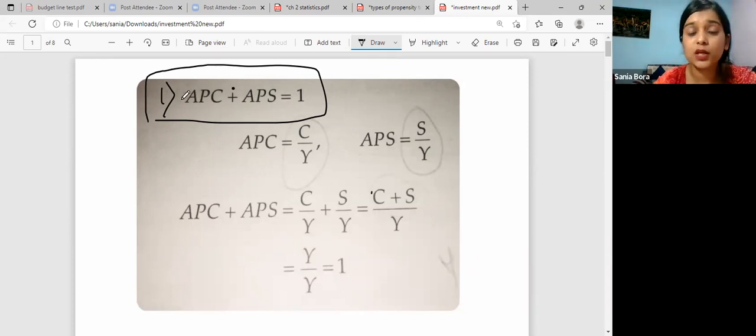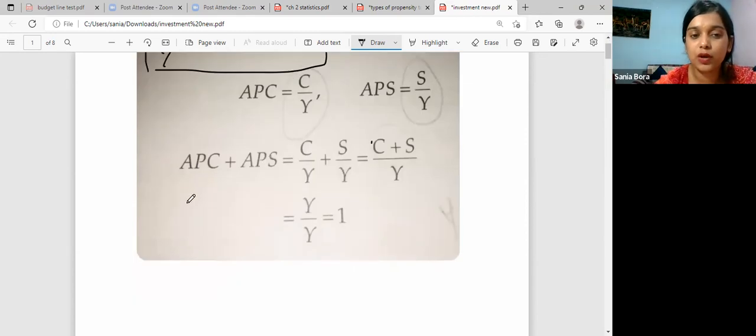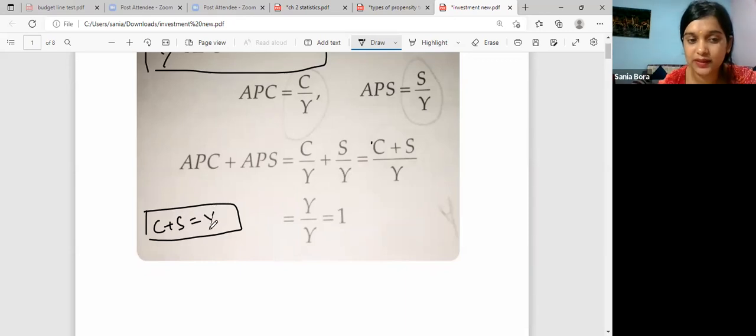So you already know the formula for APC, right? It is C divided by Y. We did this when we were doing APC and APS, and APS is S divided by Y. Now you have to remember there is one more formula: C plus S equals Y. That means if your income is 10 rupees, either you are consuming it or saving it. For example, you consumed 8 plus the 2 rupees you saved. So if you add consumption plus saving, that will be equal to your income.